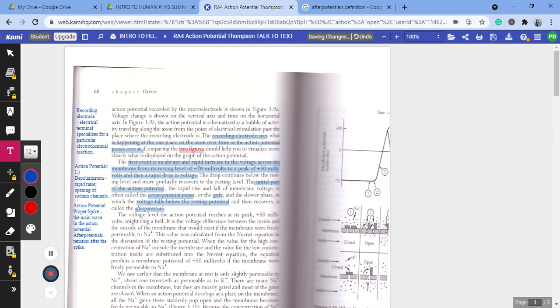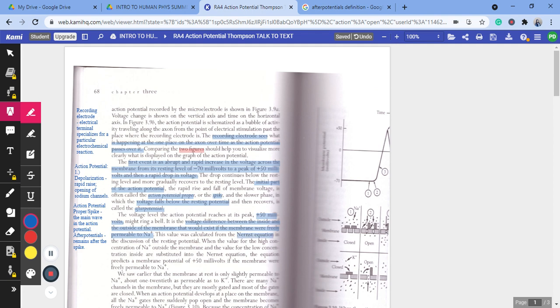Okay, so moving on, the voltage level the action potential reaches at its peak is positive 50 millivolts. Might ring a bell. It is the voltage difference between the inside and the outside of the membrane that will exist if the membrane were freely permeable to sodium ions. This value was calculated from the Nernst equation in a discussion of the resting potential. So this was something that was mentioned in the first reading assignment, in a discussion of the resting potential.